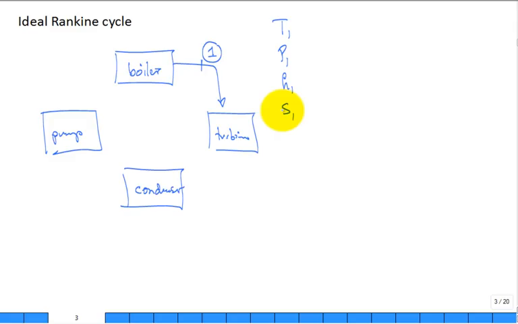What comes out, I'm stating almost the obvious, right? What comes out of the boiler goes into the turbine. Sometimes I'll talk about the turbine inlet. Sometimes I'll talk about the boiler output. What comes out, it's the same.